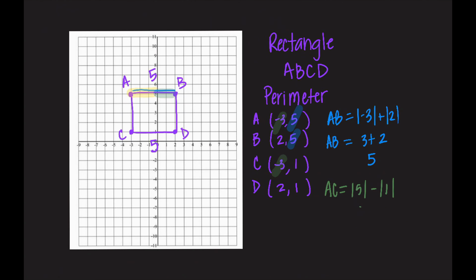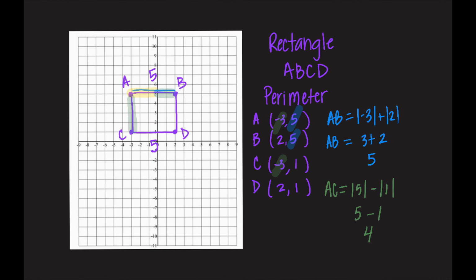Oh, the absolute value of 5 is 5, and the absolute value of 1 is 1. 5 minus 1 is 4. We know that's true because we can count it here. There's 4 there. So there's 4 here, 4 here.